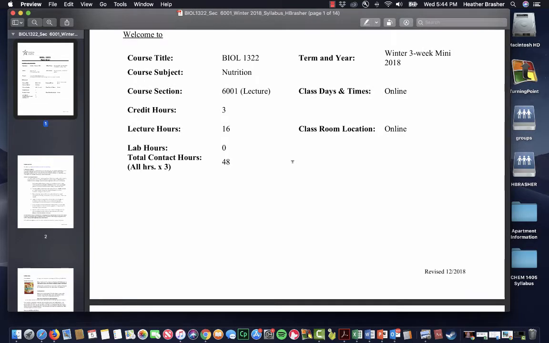Now, it is Biology 1322, which is nutrition, and the section is 6001. It is the winter 3-week mini for 2018, and it's a 3 credit-hour course. So it's 48 contact hours overall, which means it's an average of 16 hours per week minimum that you need to be working on this. This would be if you were in class face-to-face and I was lecturing to you. That doesn't mean that's the only time you will be spending on it. There will be additional time outside of class that you will need to work on your assignments, study, and your projects, so keep that in mind.